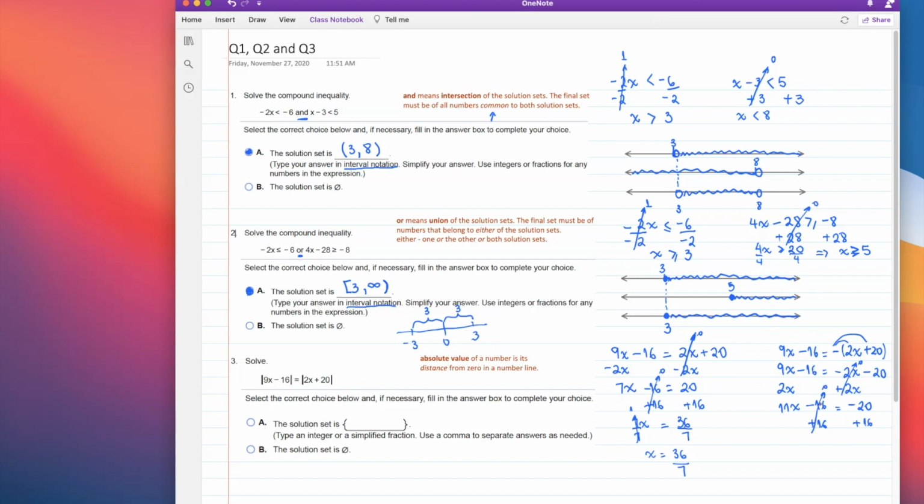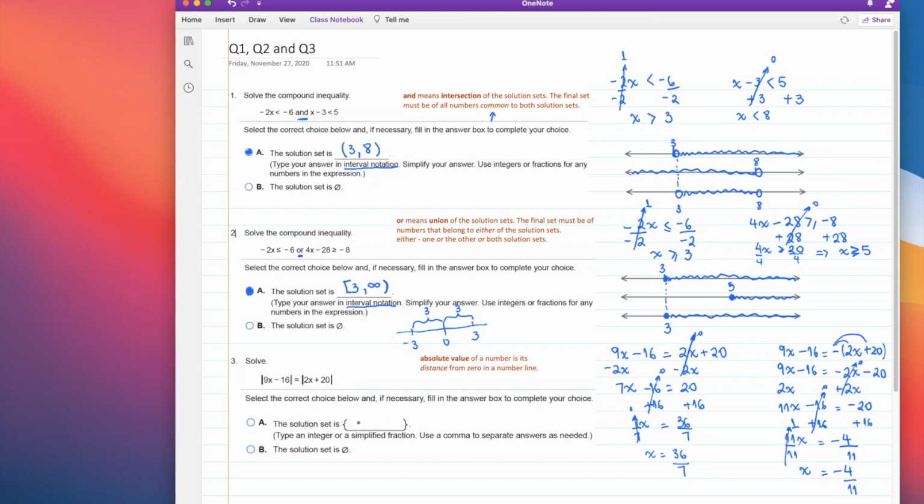So this becomes 0, 11x equals negative 4. And now I don't want 11x, I want only x. And then I divide by the coefficient 11 on both sides. Here becomes 1. Now I have x, and here negative 4/11.